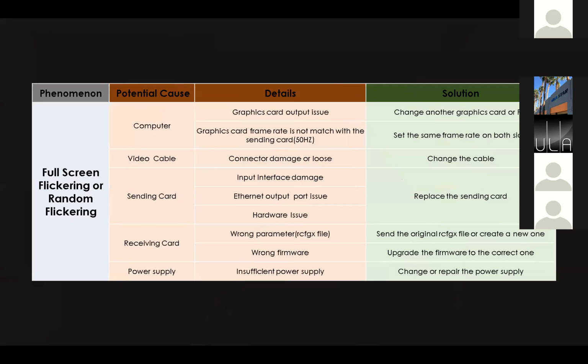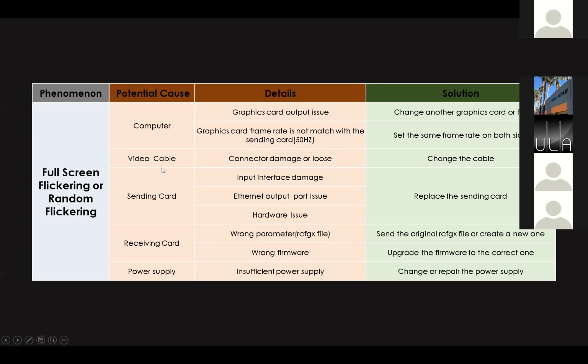The phenomenon is full screen flickering or random flickering. The potential cause on the computer side might be a graphic card output issue, so we need to change to another graphic card or PC. Another one is the software setting: the graphic card frame rate not matching the sending card. Normally, if you set the graphic card output frame rate to 50 Hertz, but our receiving card is set to 60 Hertz, we need to set the same frame rate on both sides.